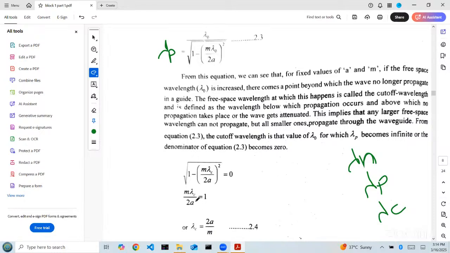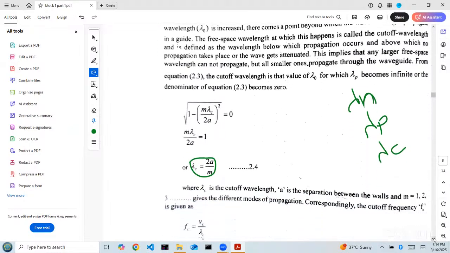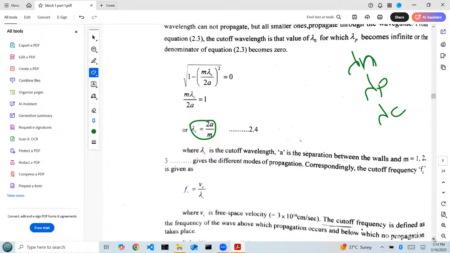From this, cross multiplying, we will get the value of lambda c, where lambda c is the cutoff wavelength. What is a? The separation between the two walls.